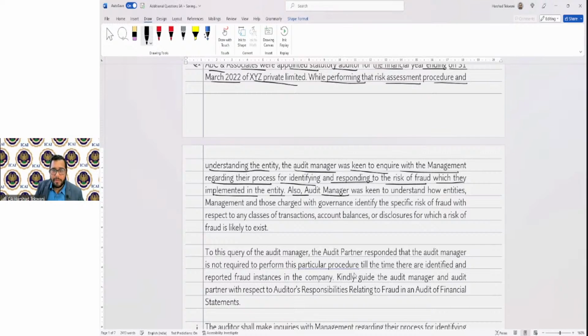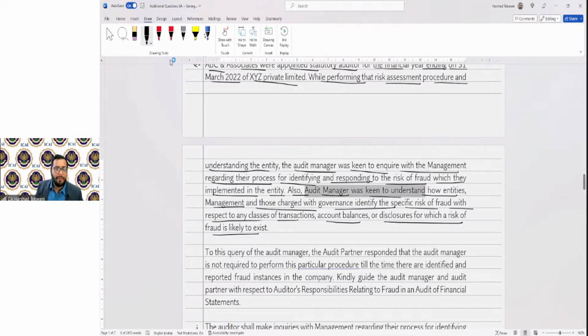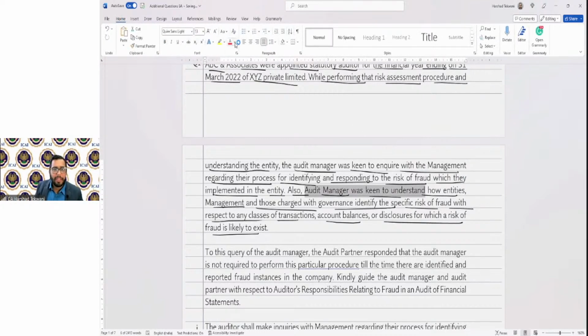Also, the audit manager was keen to understand how the entity, management and those charged with governance identify the specific risk of fraud with respect to any classes of transaction, account balances, or disclosures for which a risk of fraud is likely to exist. Basically, he wanted to understand how management is identifying all these areas.